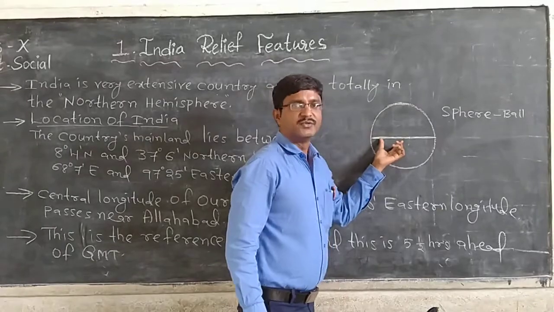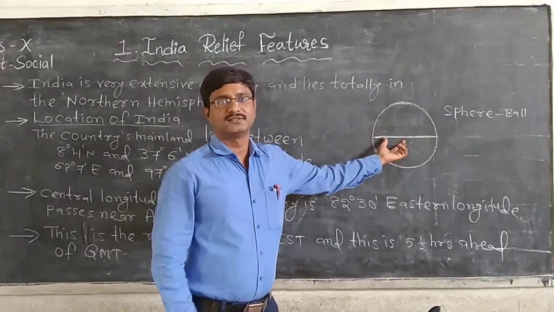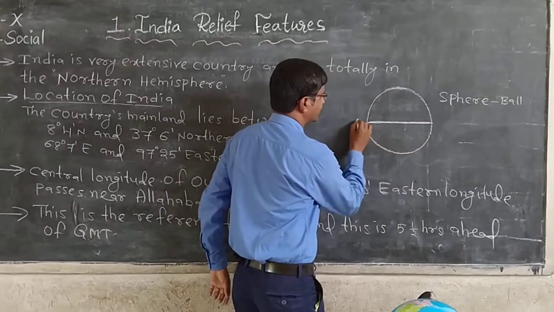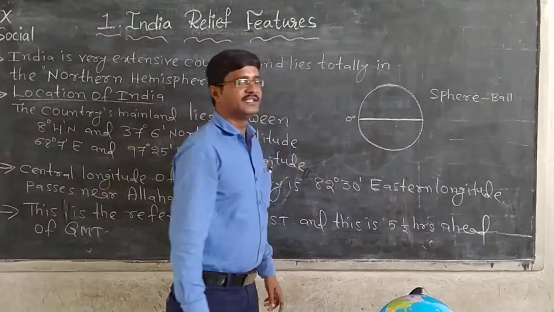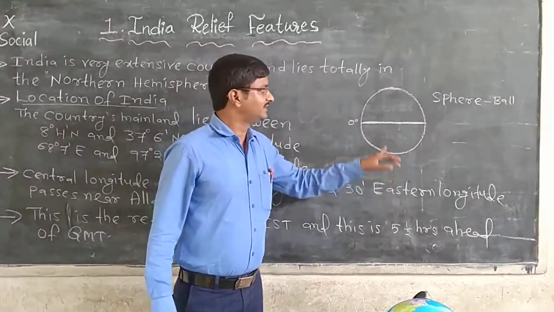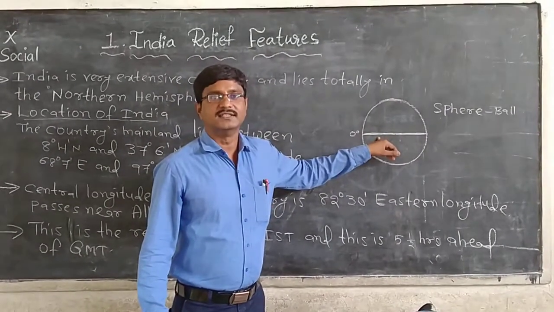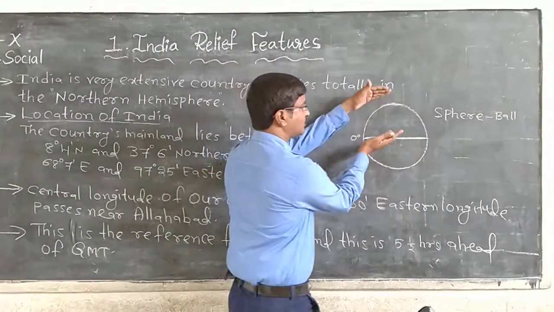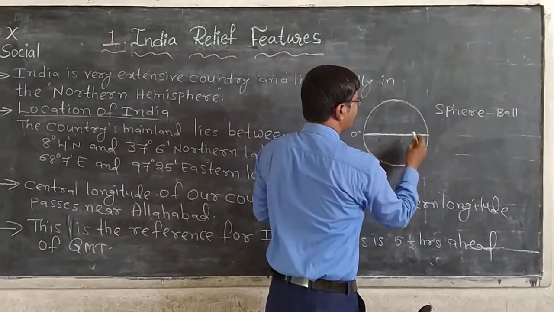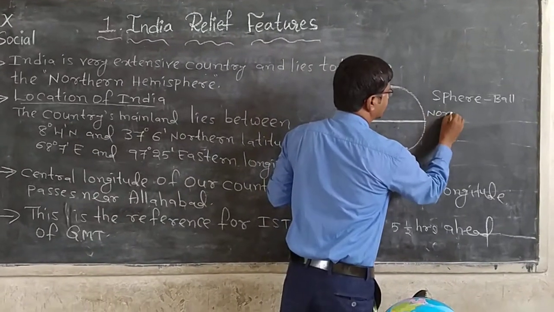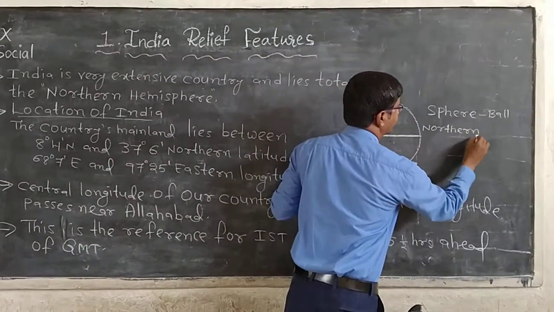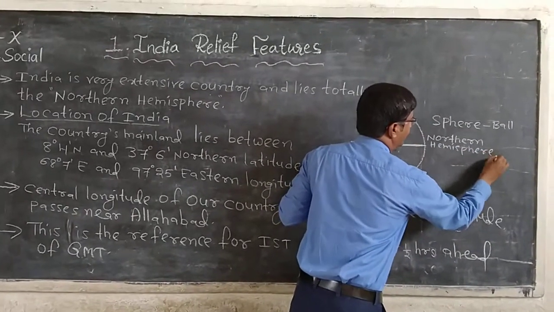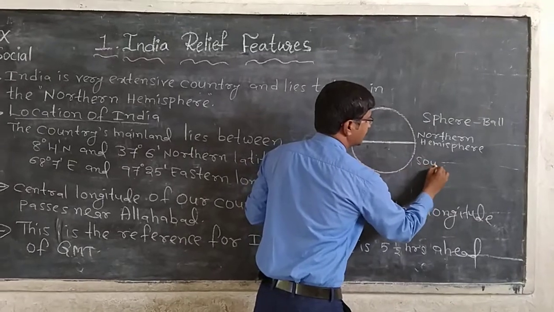So earth is divided into two equal parts. Do you know what is this line? This is called equator. This is 0 degree latitude. So this equator is dividing the earth into two equal halves. The top half is called northern hemisphere. The bottom half is called southern hemisphere.